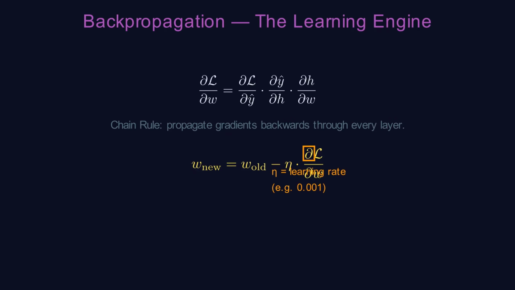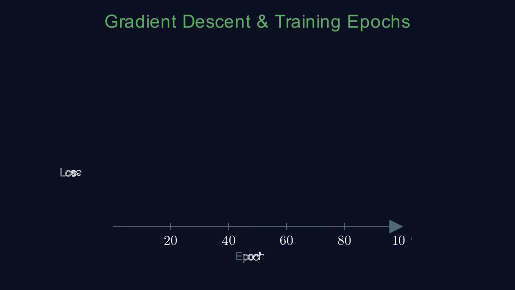If it's too high, you overshoot the minimum. Too low, you train for weeks. Numerically, weight 0.5 becomes 0.5 minus 0.001 times 3.2 equals 0.4968. This happens for every single weight, millions of times per batch. Each full pass through your training data is called an epoch.